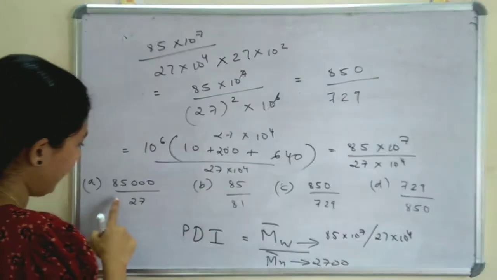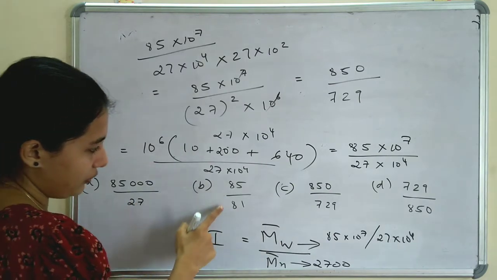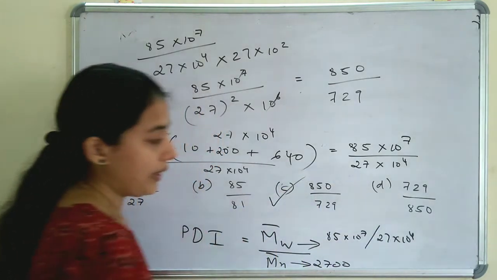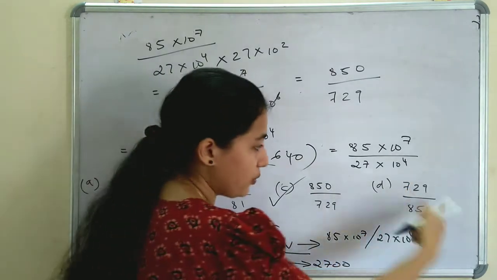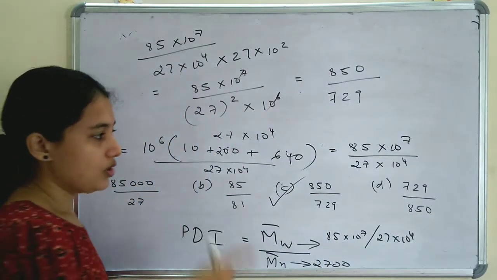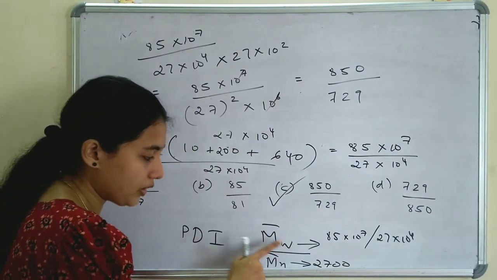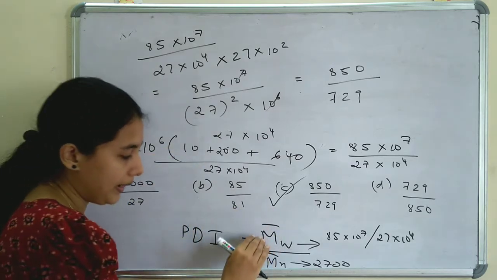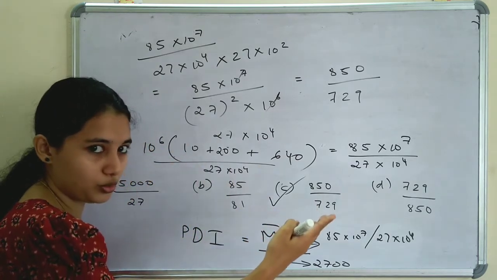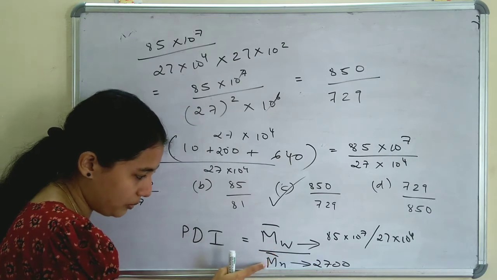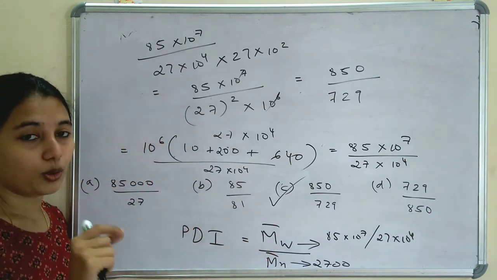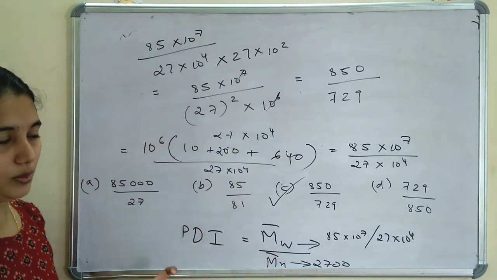So the options given are 85 by 81, 850 by 729, and 729 by 850 is also there. You should remember M bar w comes in the numerator. M bar w, the higher value, comes in the numerator. M bar w divided by M bar n is the polydispersity index of a polymer.